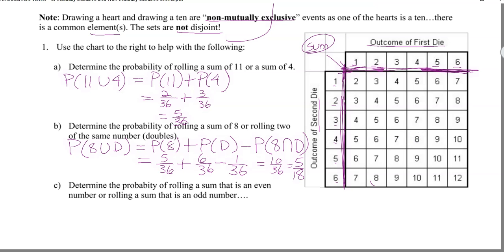Determine the probability of rolling a sum that is an even number or an odd number. So let's take squares around the even numbers. 6 even, 8 even. Okay, rectangles, maybe not squares. And then let's circle the odd numbers.